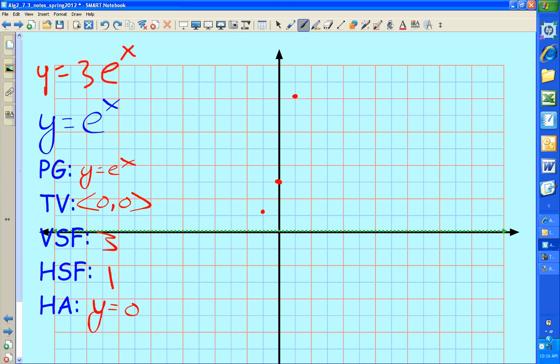So our graph is going to push the asymptote out here and start coming off, hitting, going up. So very important that you have the points in the right locations.